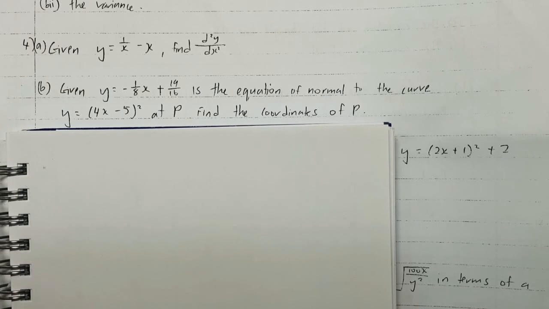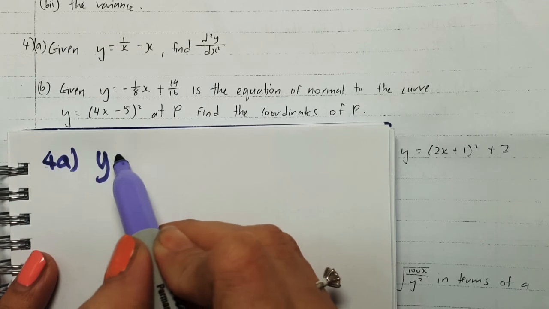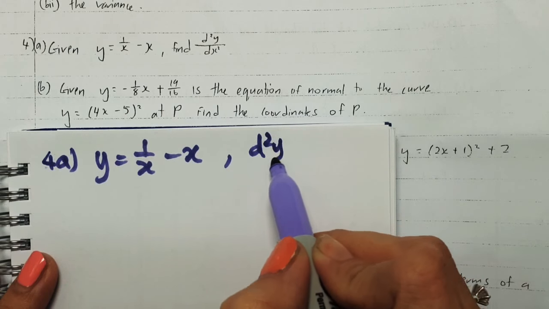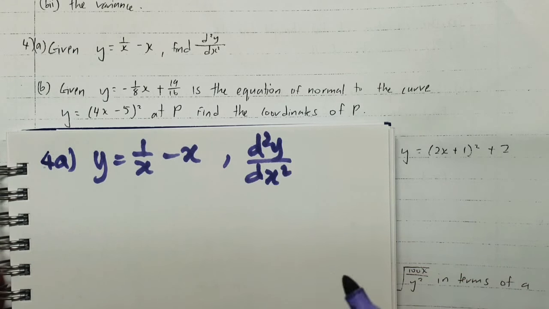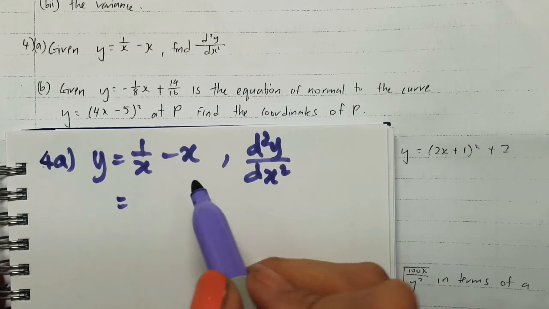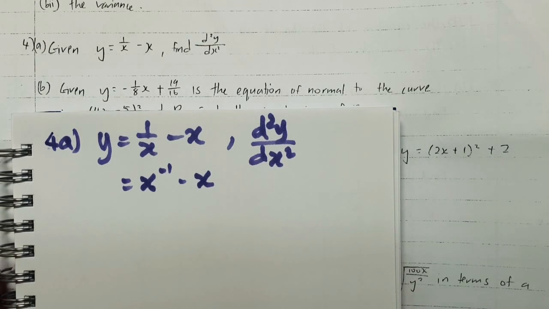Look at question number 4 in paper 2. We are given y equals 1 over x minus x. We have to find d2y by dx2, the second order derivative. Before we start differentiating y, make sure we write y in index form. It's easier to differentiate this way.